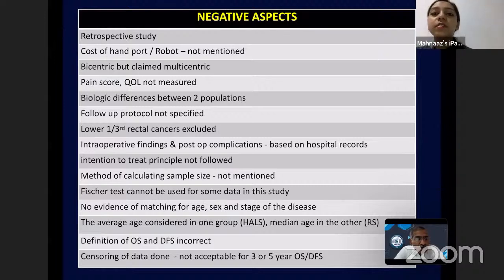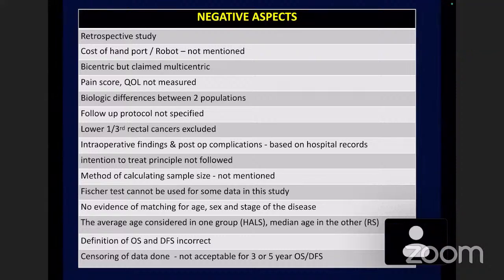Yes, sir, because lower third rectal cancer is where robotic surgery comes into picture as one of its advantages. It scores over there. It can reach, especially in the male pelvis, where it is difficult to reach, and for lower rectal cancers it gives better visualization and is more accessible. Robotic surgery is better for lower third malignancies. When they have excluded that, definitely the data will be negative on robotic surgery.